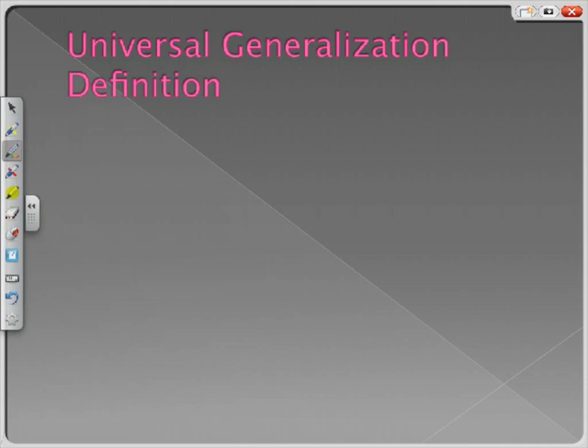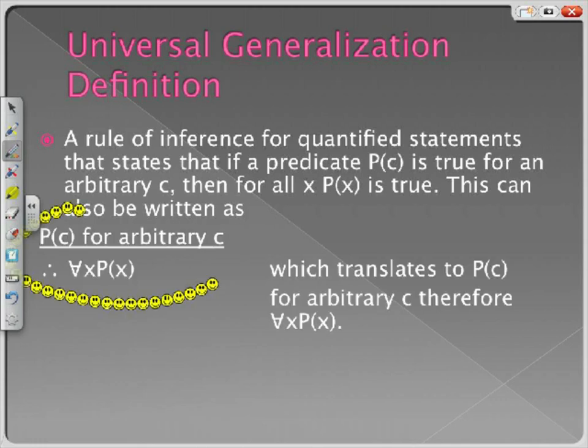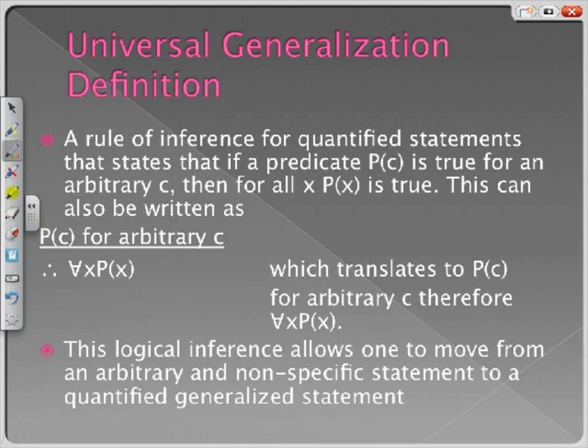Universal generalization is defined as a rule of inference for quantified statements that states that if a predicate P of c is true for an arbitrary c, then for all x, P of x is true. This can be written as: P of c for arbitrary c, therefore for all x, P of x. This is a logical inference that allows one to move from an arbitrary and non-specific statement to a quantified generalized statement.